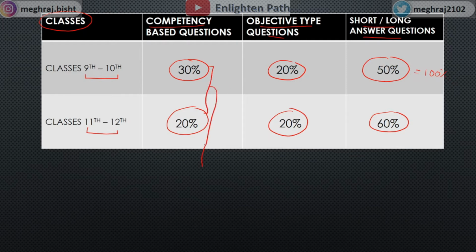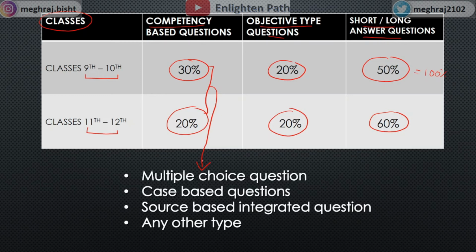Now the question comes here, what is the competency based question? So competency based question includes, first, multiple choice question, with which every student is familiar, and these multiple choice questions will not be counted under the objective question. These will be excluded from the objective type question. These are the MCQ of competency based question. So this must be clear to all the students watching this video.